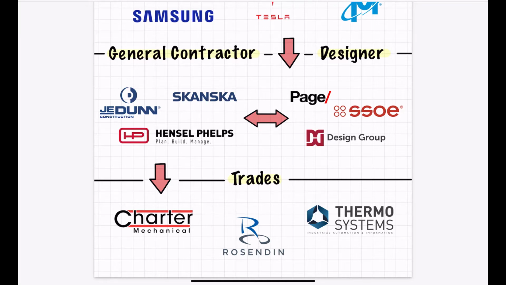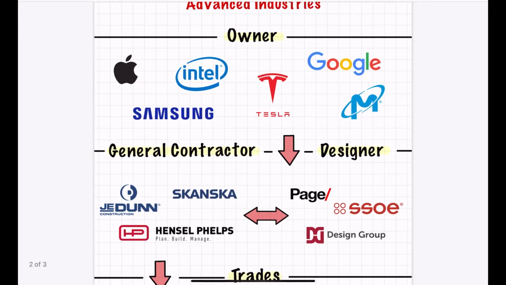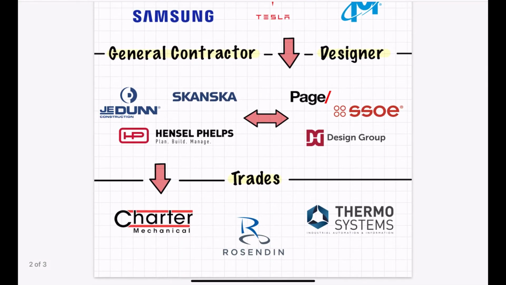And so once they've designed it, or let's say J.E. Dunn is working on it with a designer for a specific owner up top, you'll go out and solicit bids from trades. Now, the difference between the general contractor and trades here is the general contractor manages the project. The trades are the ones who actually are going to go out and build. So Charter's going to go put down pipe. Rosendin's going to go lay wiring. Thermosystem's going to go program it.